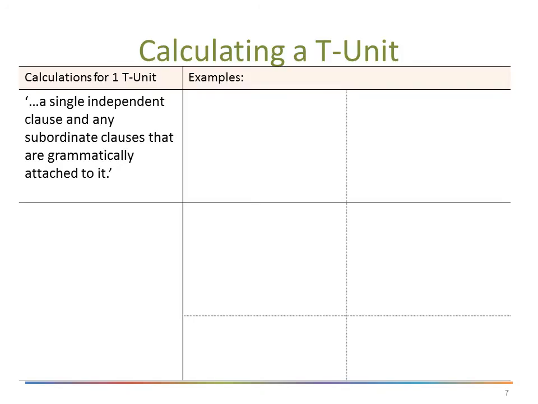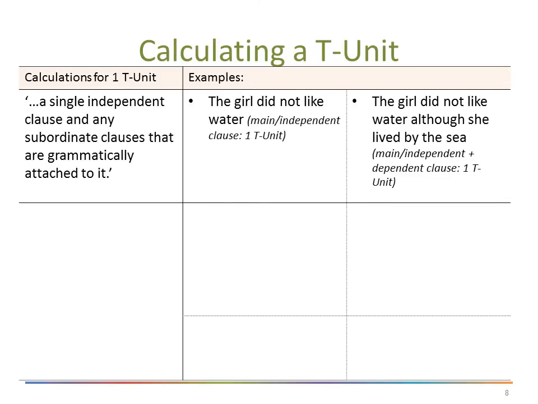So to calculate a T unit, one T unit is a single independent clause and any subordinating clauses that are grammatically attached to it. So an example, the girl did not like water. There is a main or independent clause and that's one T unit. Another example, the girl did not like water although she lived by the sea. Here we have a main or independent clause plus a dependent clause, but it's still one T unit, even though there is a main and a dependent clause.